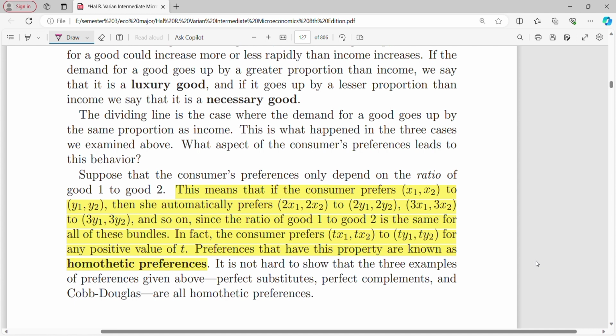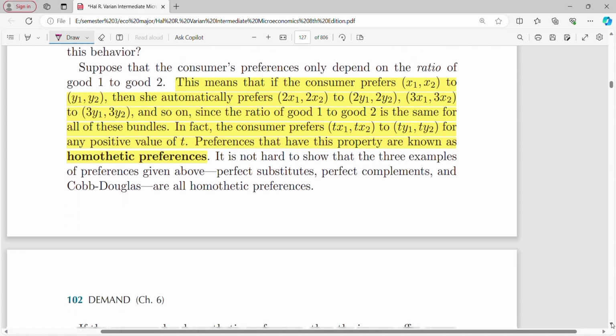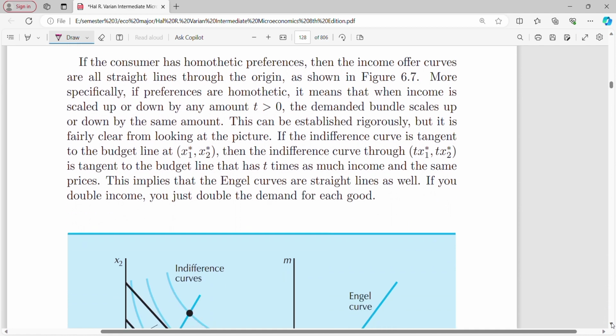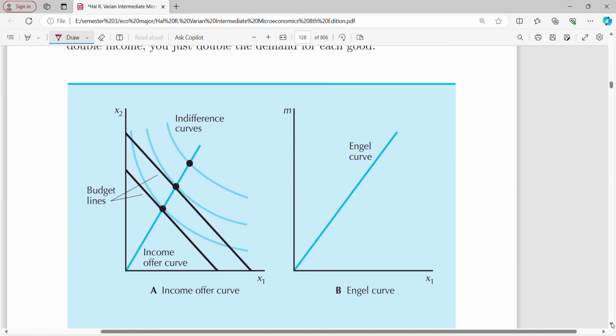That means the similarity that we saw in the last three diagrams, perfect substitute, perfect complement, and Cobb-Douglas, is that their Engel curve was a straight line. Why was it like that? That similarity is because they are homothetic preferences.